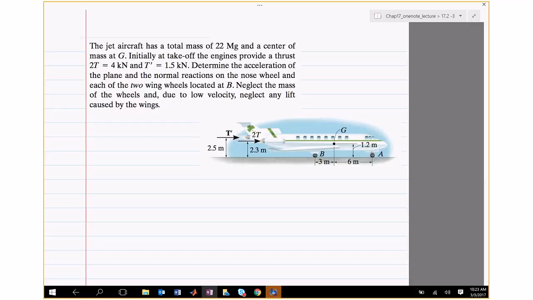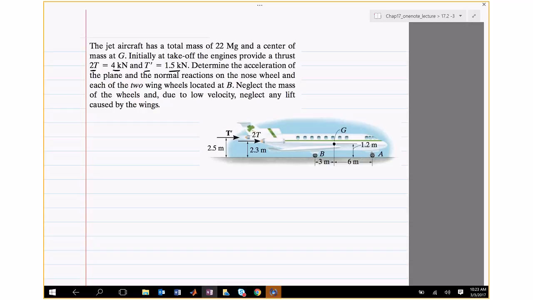The jet aircraft has a total mass of 22 Mg and a center of mass at G. That's given, it's right here. The location of the center of mass is also given with respect to the tires of the plane. That's going to be useful. Initially at takeoff, the engine provides a thrust of 2T equals 4 kilonewton, that's right here, and then T prime of 1.5 kilonewton. Determine the acceleration of the plane and the normal reactions on the nose wheel and each of the two wing wheels located at B.